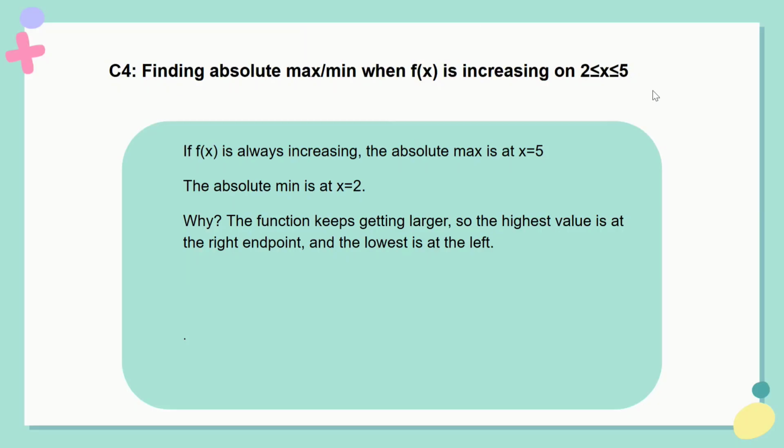So my final question is pretty simple. It asks to find the absolute max or min when f of x is increasing from x is greater than or equal to 2, but less than or equal to 5. Answer to this is, if f of x is always increasing, the absolute max is at x is equal to 5. And the absolute min will be at x is equal to 2. Why? Because this function keeps getting larger, so the highest value is at the right endpoint and the lowest is at the left.